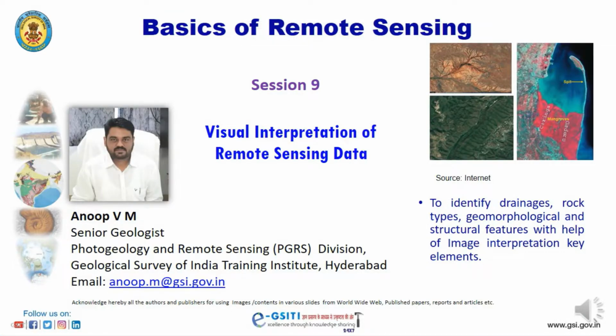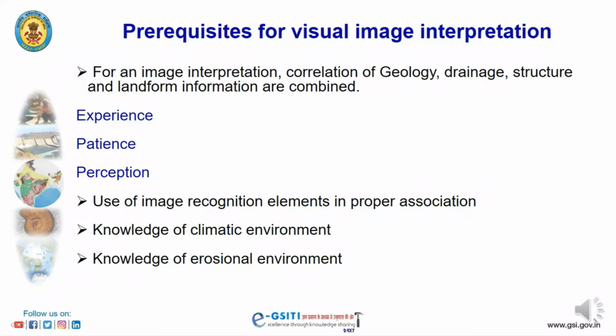Welcome to the ninth session of Basics of Remote Sensing. Here we are going to discuss visual interpretation of remote sensing data, through which we identify drainage, rock type, geomorphological and structural features with the help of image interpretation key elements. Myself, Anup VM, Senior Geologist, Photogeology and Remote Sensing Division, Geological Survey of India Training Institute, Hyderabad.